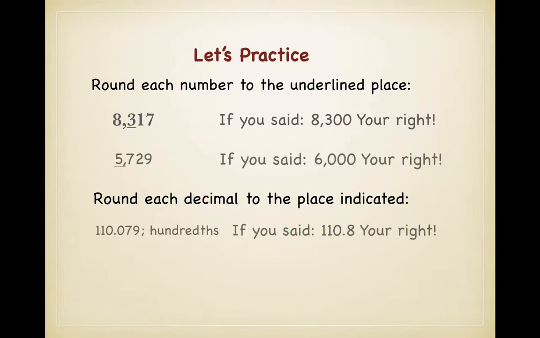If you said 110 and 8/10, you're right. So we had the hundredths place was 7, right? So then you look to the number to the right. That's a 9. Well, the 9 is greater than 5, so we know to round up. So when we did that, we rounded to 110 and 8/10.